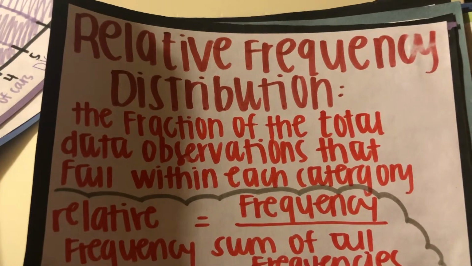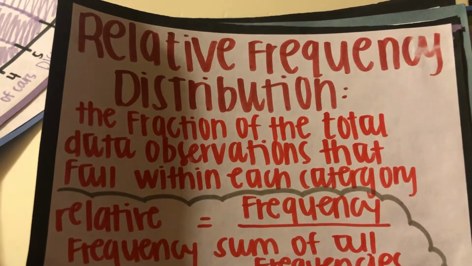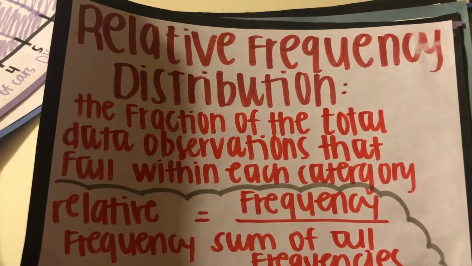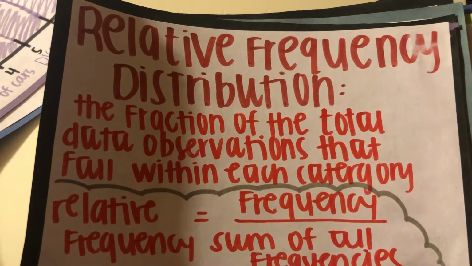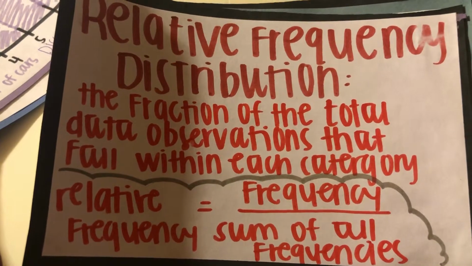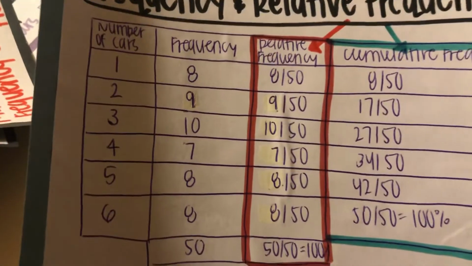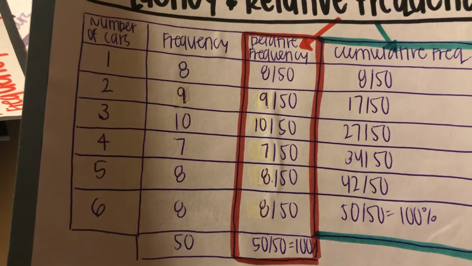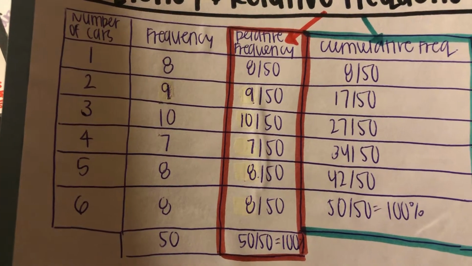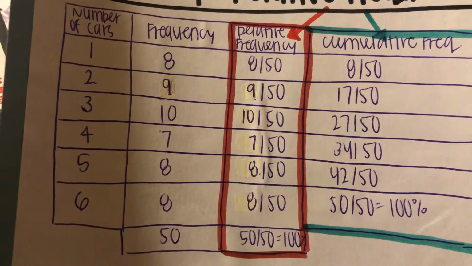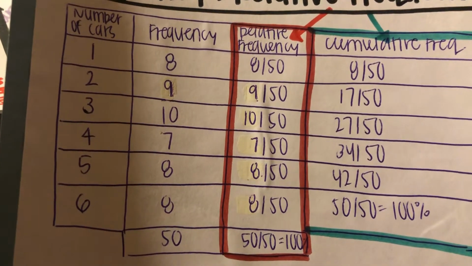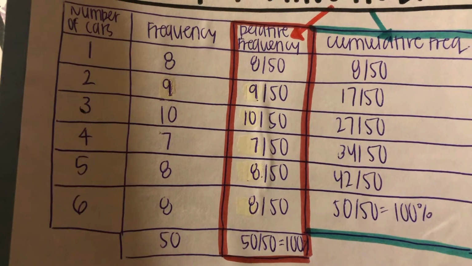First, we're going to look at relative frequency distribution. It's the fraction of the total data observations that fall within each category. Relative frequency equals frequency over the sum of all frequencies. So you'll see on this chart, the first category has a number of cars, has a frequency, and then you see here with the red square that the relative frequency is the number of frequencies over the group or the sample that it's using.